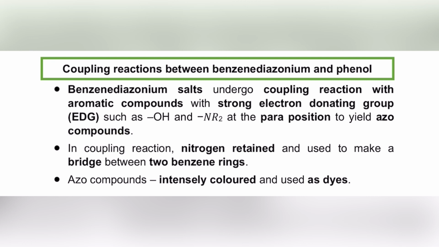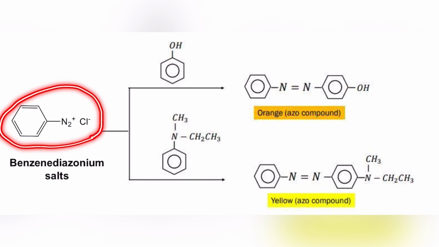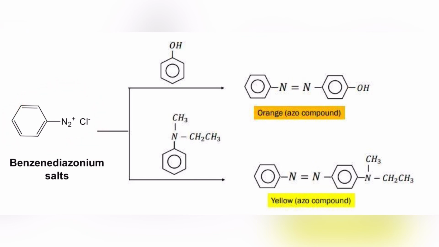So coupling reaction ni kita akan retain the nitrogen. So nitrogen stay dan dia akan jadi jambatan antara dua benzene ring. As a product, you will form azo compounds. Azo compounds adalah inexpensive compound yang intensely colored dan biasanya kita gunakan dia sebagai dyes. So how the coupling reaction happen? Macam yang saya mention, kita ada benzene diazonium salt. Dia akan react dengan aromatic compound.